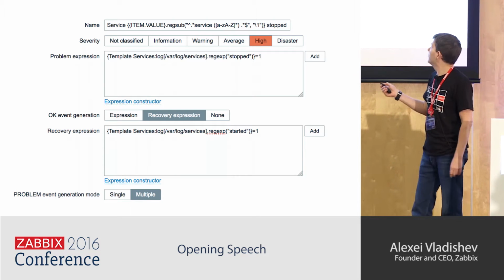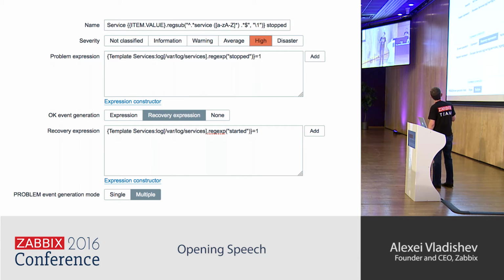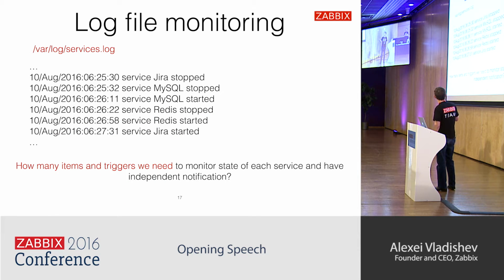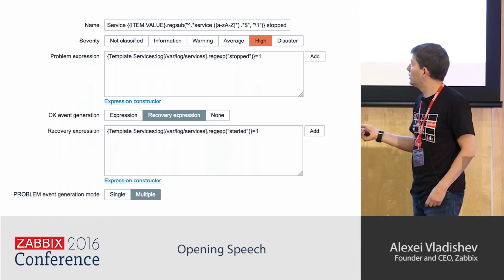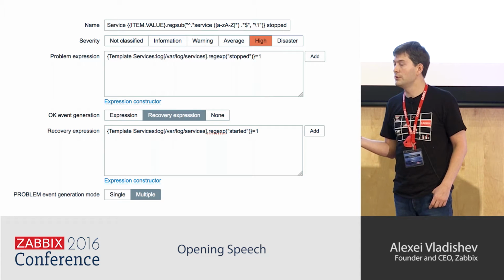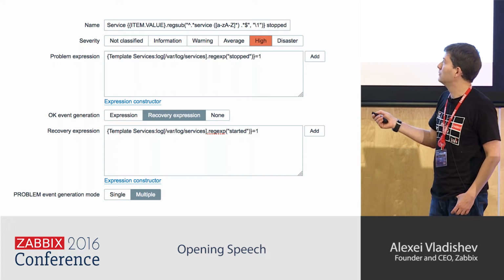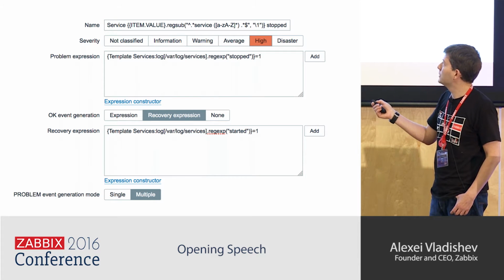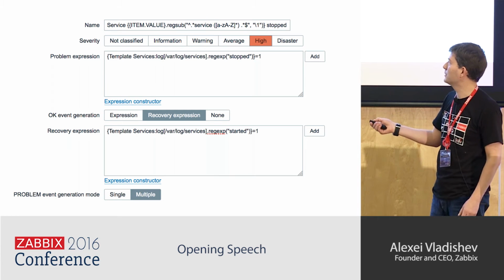Then goes severity, there is nothing new. Then goes a problem expression, which is based on the regular expression "stopped". If we find this stop, the problem will be generated, MySQL stopped, another problem will be generated, and so on and so forth. And then goes a new thing we introduced in Zabbix 3.2, the event generation recovery expression. So trigger hysteresis made easy. We have a problem expression and we have an expression for recovery. So two separate expressions, and the second expression is optional.